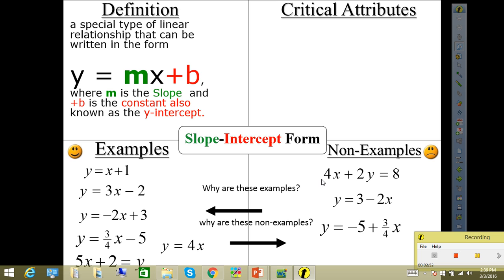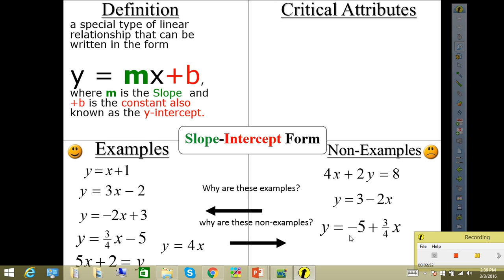Be nice. Look at this first non-example. Why is this not a slope-intercept form, Nisa? What formula? Oh, the form. Oh, I see. So, what is it that it needs to have specific? The y has to be next to the equal, so it has to be solved for y. Is this one solved for y? No. Okay. All right.